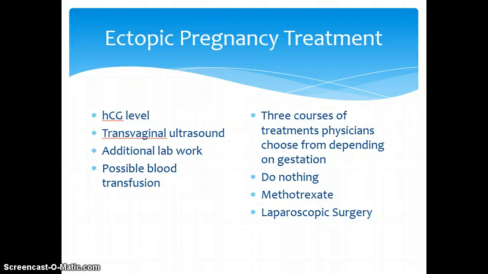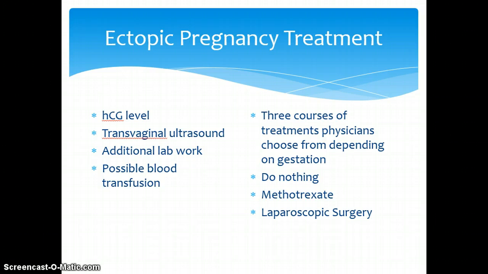Ectopic pregnancy treatment includes monitoring the HCG levels, doing a transvaginal ultrasound which will show the uterine cavity empty, additional lab work like a complete blood cell count, chem panel, coagulation studies, and there may be a possible blood transfusion that is needed. There are 3 courses of treatment that physicians can choose from depending on the gestation of the individual. First, they can do nothing and see if the baby that's in the fallopian tube will reabsorb on its own. They may use methotrexate, and that's on the medication guide on page 357.